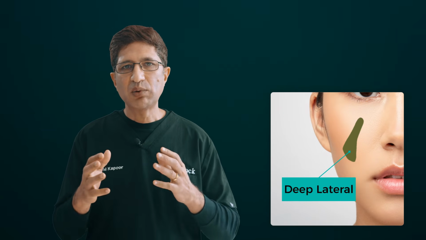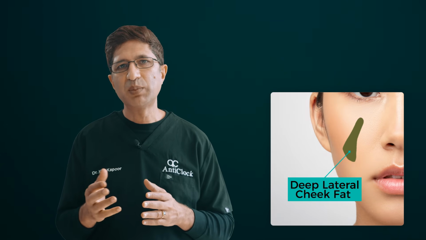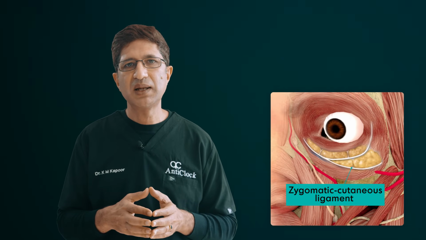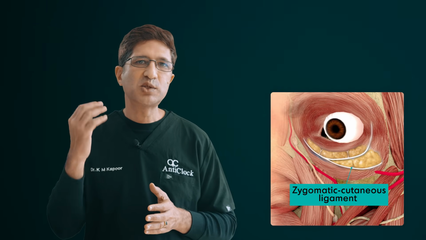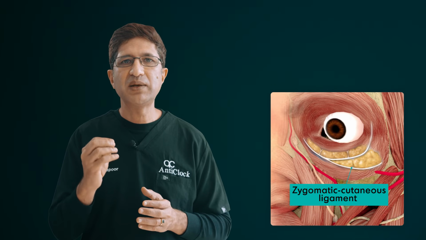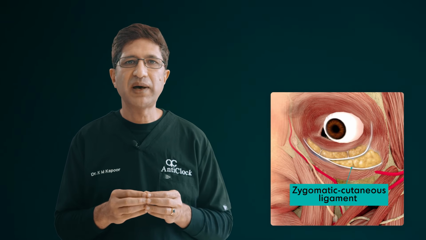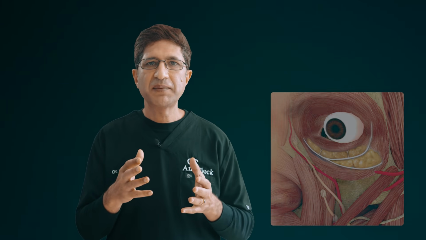Then just lateral to deep medial cheek fat pad is deep lateral cheek fat pad. This compartment is triangular in shape and is located in the lateral part of the midface. This is bordered medially by the facial vein, whereas laterally we have zygomaticus major muscle forming the boundary, and the superior boundary is formed by zygomatic cutaneous ligament. This compartment plays an essential role in defining the contour of the cheek. With aging, the volume loss in the deep lateral cheek fat pad leads to hollowing in the cheek area, resulting in loss of cheek projection.